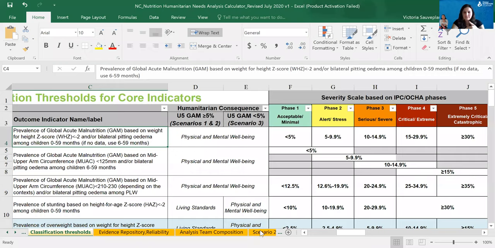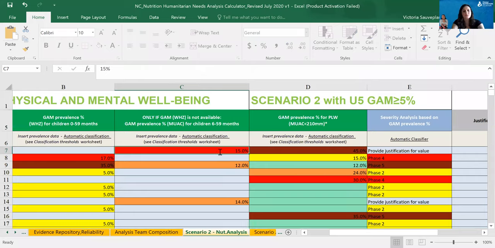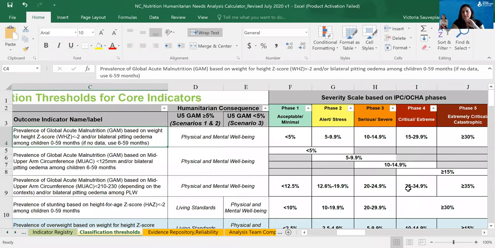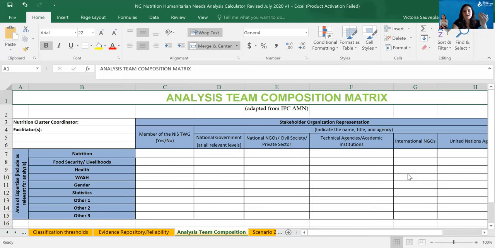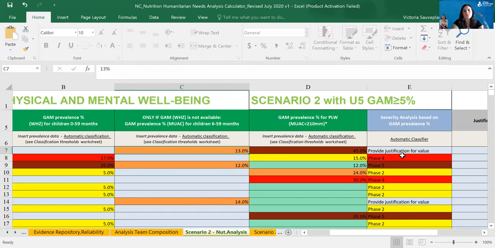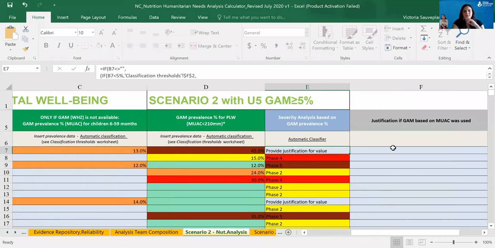If I have, I'll just come back here. Now, 13%, it goes with the higher value here, the lower value, so it assumes the lower phase automatically. And the 13, once again, could also be critical. So this is why we're prompting automatically to justify if MUAC is being used, what would be the phase? So we're not necessarily just assuming the same phase that's used here, but we need to use justification for the value, and a line is provided for each row.